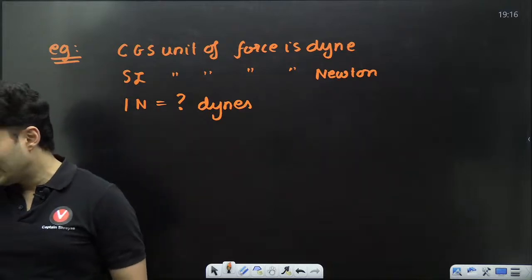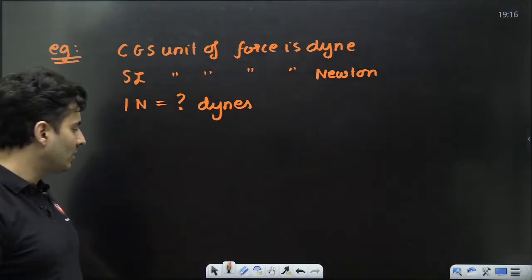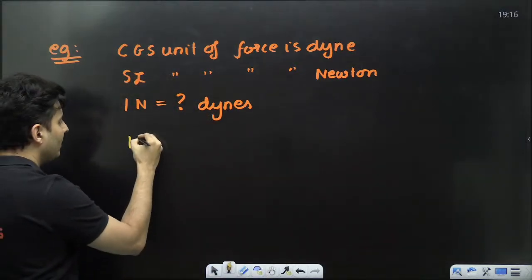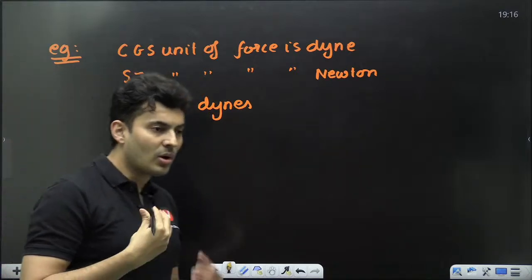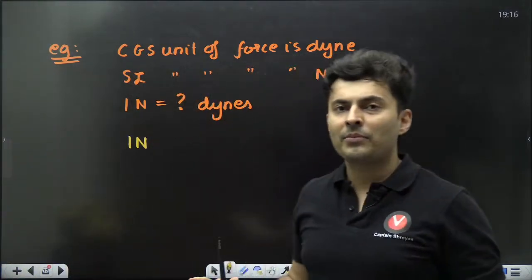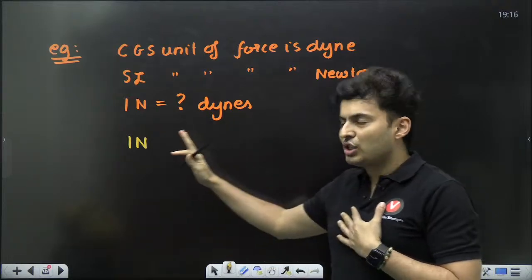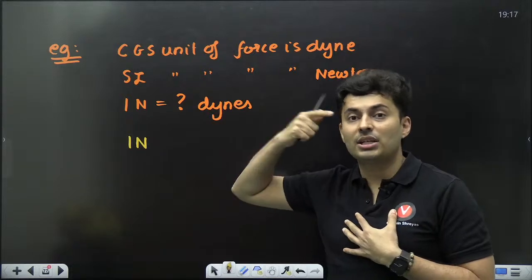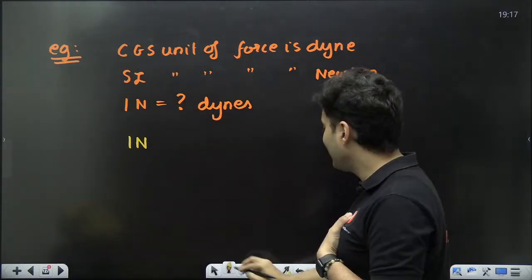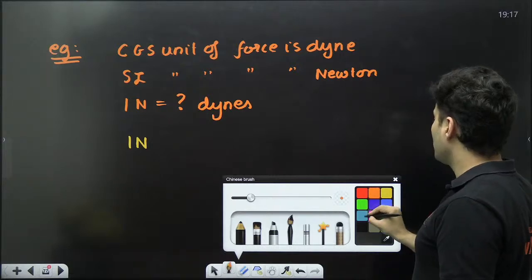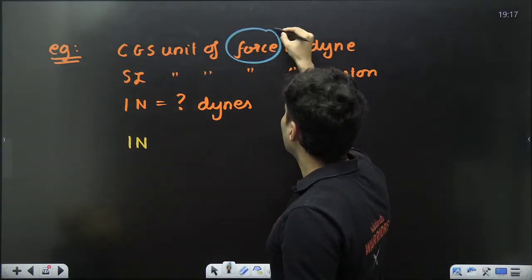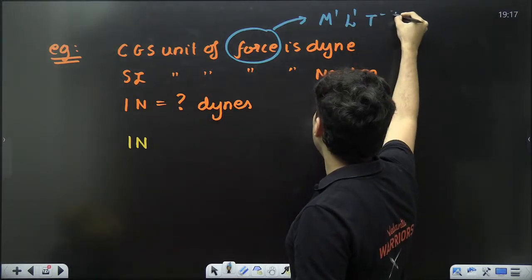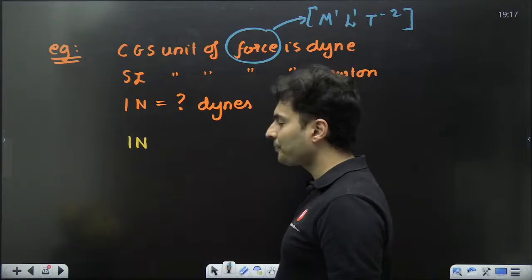Simple question, but let's try to do it in a very simple manner also. 1 Newton is how many dynes? Now 1 Newton, if I want to convert it into dynes, the first step, my logic says, is to remember or just try to recollect or derive the dimensions of force. What is the dimension of force? Quickly think about it. Mass raised to 1, length raised to 1, t raised to -2. That's the dimension of force.